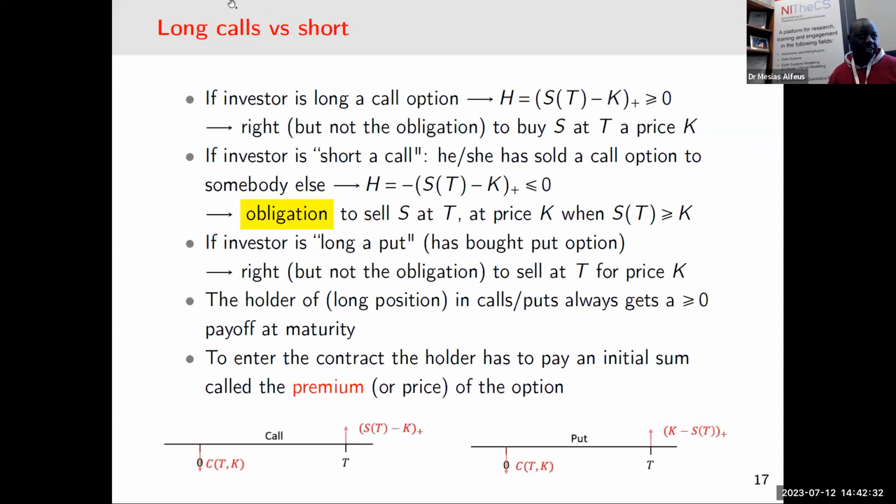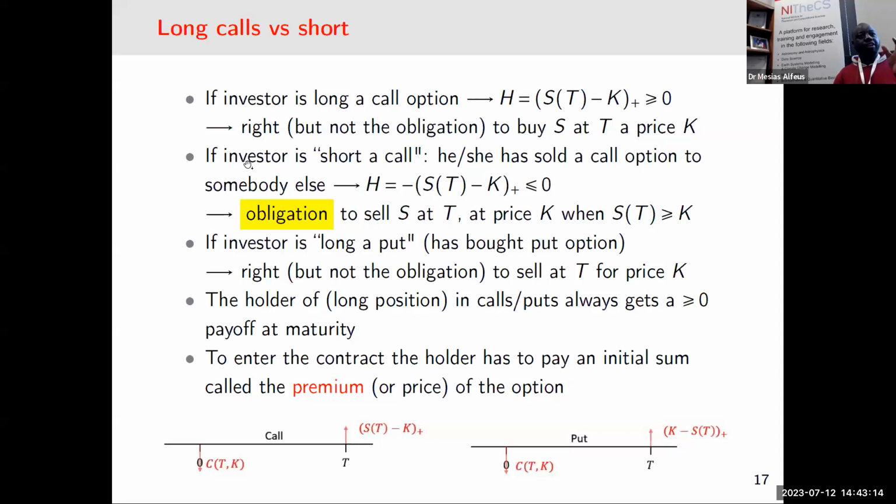Again, I'll go through this. There are two terminologies that I use: long call, short call, long and short. What does it mean? If the investor is long a call, you realize the payoff, which is ST minus K, and we normally put a plus. The plus just means take the maximum. If this is positive, then you take it; if it's negative, then you take 0. It's the right, again, not an obligation, to buy an asset at time T at price K.